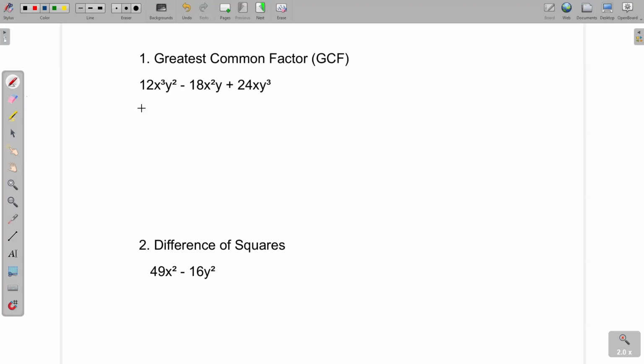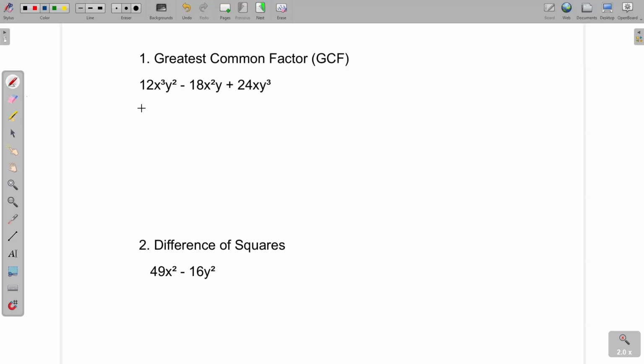So the first one we're going to do here is the greatest common factor. And this one's fairly simple, so you just look at the whole equation. Here we have 12x cubed y squared minus 18x squared y plus 24xy cubed. And we're going to look at each term and ask, what do they have in common?